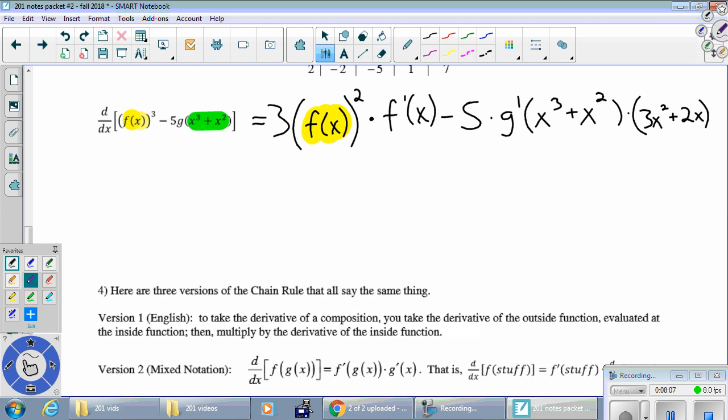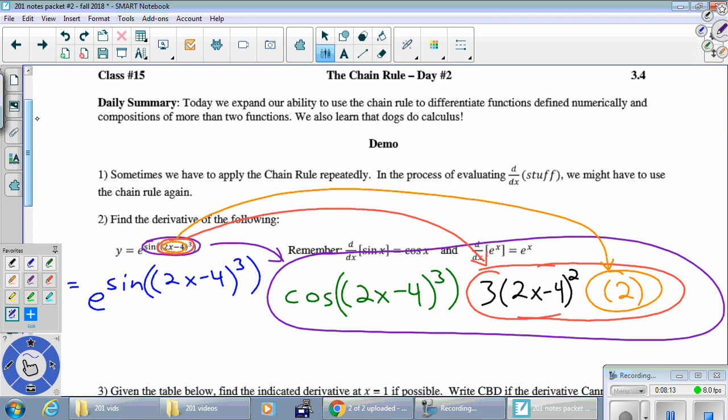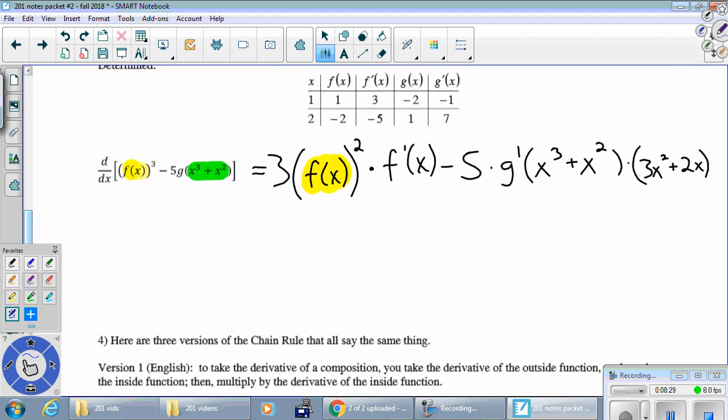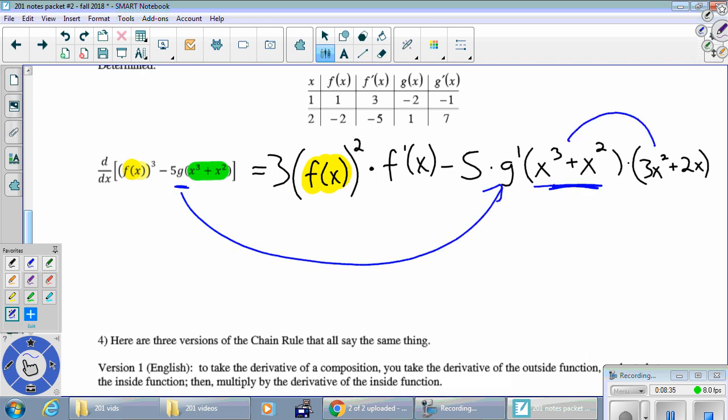So one more time, we're thinking about outer and inner functions here. The outer function was g, just like the outer function up here is sine. The derivative of sine is cosine. And then after you've written the stuff one time, you multiply by the derivative of that stuff. The outer function here was g. The derivative of g is just symbols. It's just g prime of the stuff copied one time, times the derivative of the stuff.